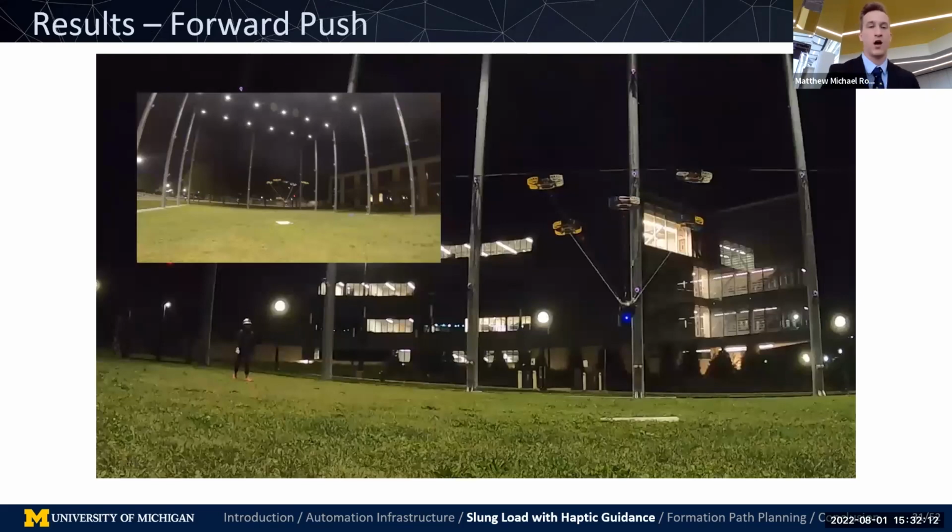So here are the results. What you're going to see in the top left is a first-person view of the user. In the bottom left, you can see the user about to approach the system. It has already taken off. At this point, the force estimate has just been zeroed, and we're about to enter admittance control.